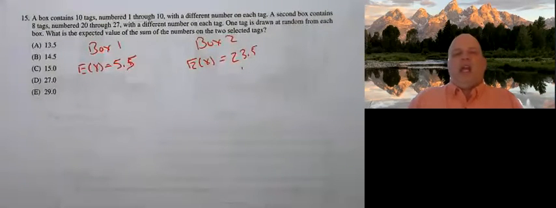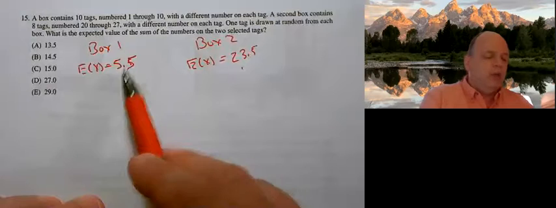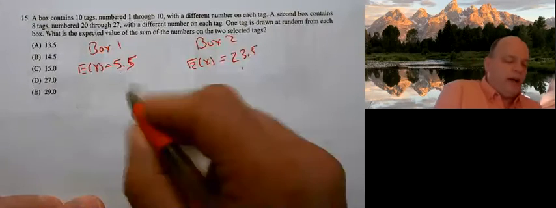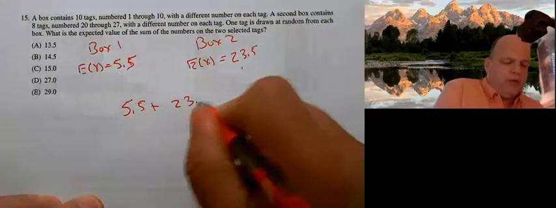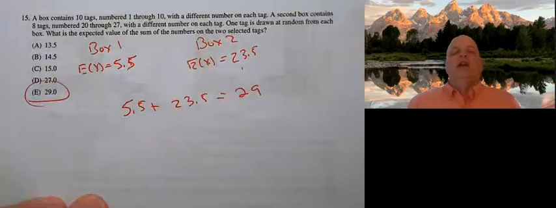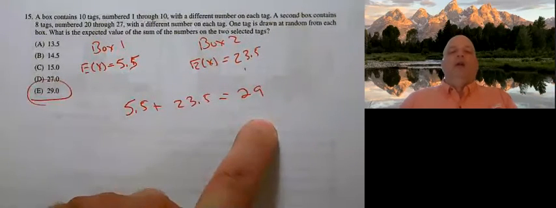But they're saying, hey, I'm going to draw from 2 boxes. What is my combined expected value? Well, remember, we can add means directly. We can add expected values directly. So 5.5 plus 23.5 equals 29, and our answer is E. So drawing from the 2 boxes, I would expect to draw a 29.